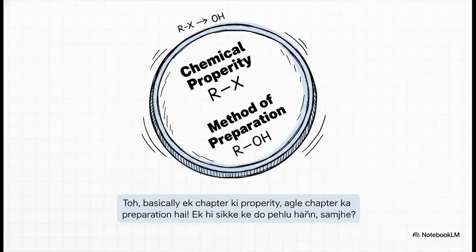And this is the big aha moment. That reaction that turns a haloalkane into an alcohol, that's not just one fact. It's two facts for the price of one. From the haloalkane's point of view, it's a chemical property. But from the alcohol's point of view, it's a method of preparation. It's the exact same reaction, just seen from two different chapters. You don't need to memorize twice the amount of information.